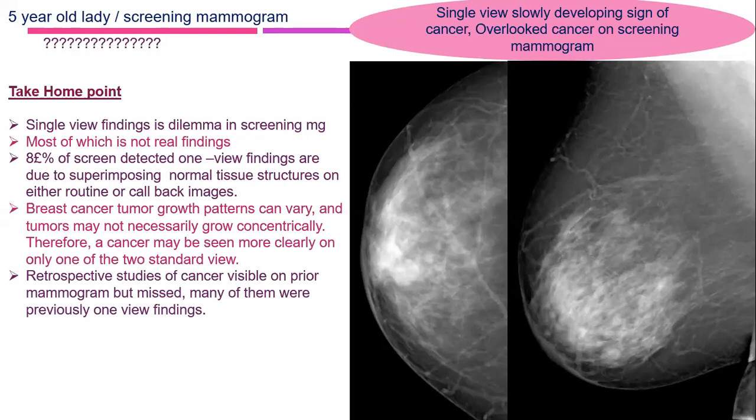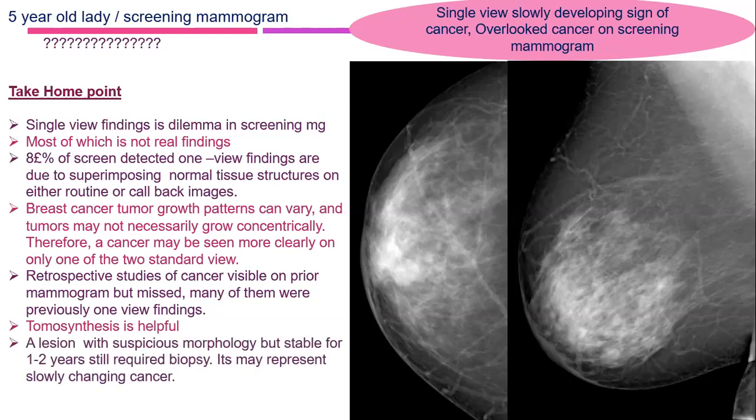In retrospective studies of cancers visible on prior mammograms but missed, most of these were previously seen as single view findings. This is one issue. Also, I think tomosynthesis can help us to delineate this abnormality and characterize it. And we have to know that a lesion with suspicious morphology that is stable for 1 or 2 years still requires biopsy. It may represent a slowly changing cancer. Okay, what is the doubling time of breast cancer?